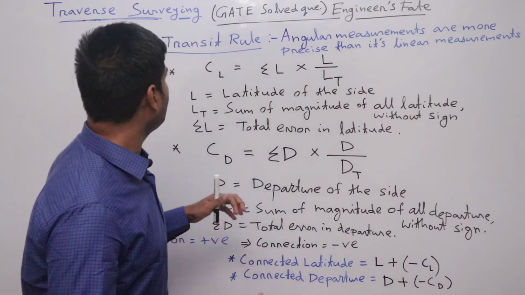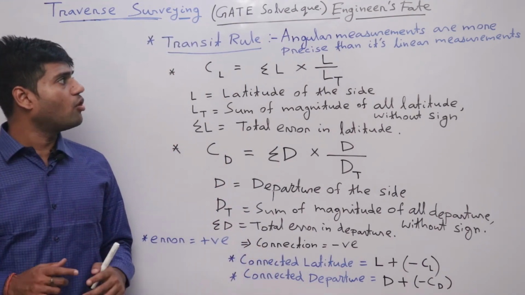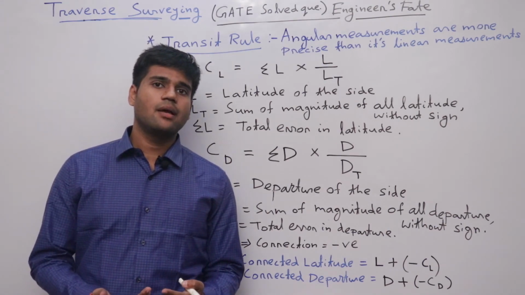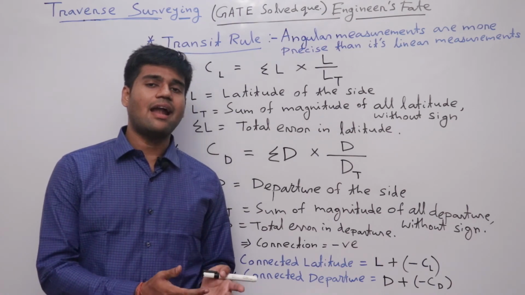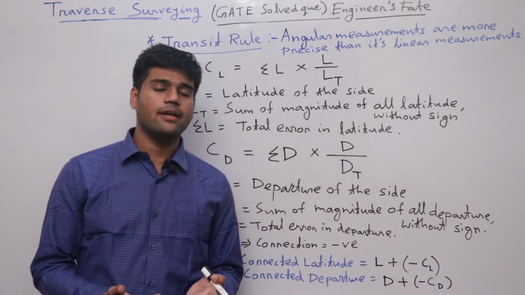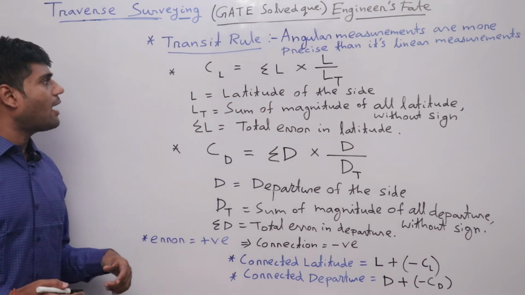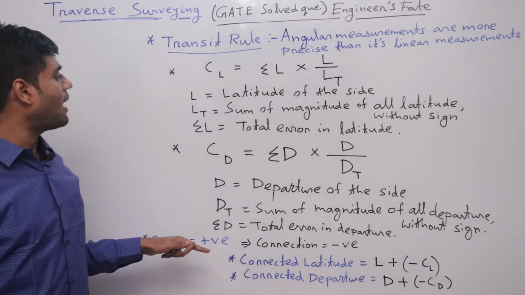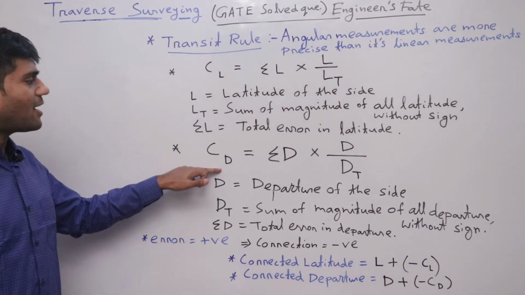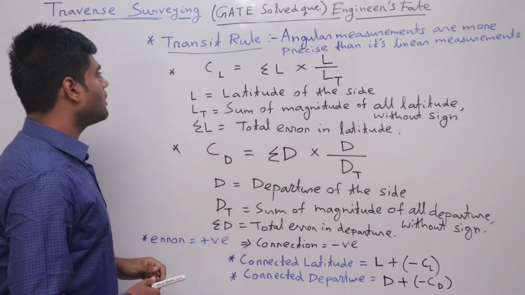Now let's come to the transit rule. Here in the transit rule, angular measurements are more precise than linear measurements. I can say that I am having less error in angular measurement and more error in linear measurement, so I can use this transit rule. So how can I find the correction in latitude? You can see this formula, and how I find the correction in departure, you can see this formula. But there are slight changes in this formula.